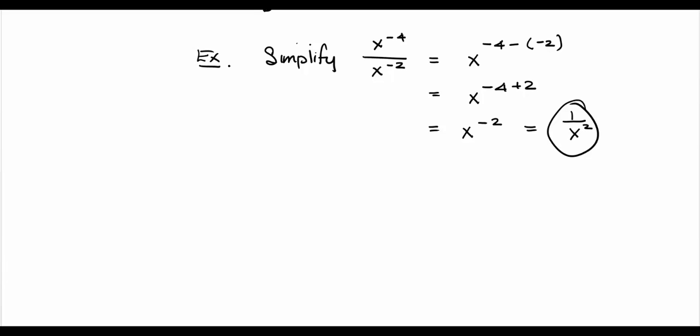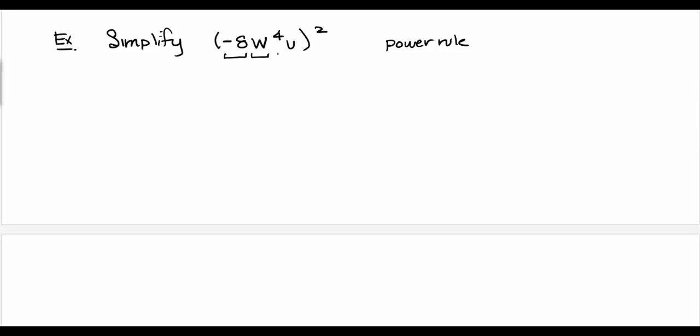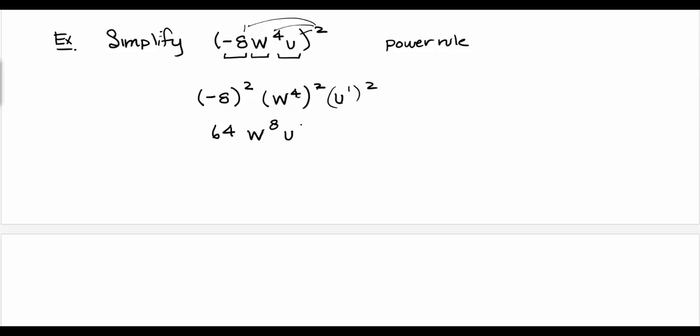Okay, let's just do a couple more examples with all of our rules. Let's take, for example, simplify negative 8 w to the 4th u, and the whole thing squared. We're going to use the power rule. Remember each one of these has an exponent, so I'm going to have to take that 2 and apply it to each one of those exponents. So I have negative 8 squared, w to the 4th squared, u to the 1 squared. Negative 8 times negative 8 is 64. W, 4 times 2, is to the 8th. U, to the 1 times 2, is squared.